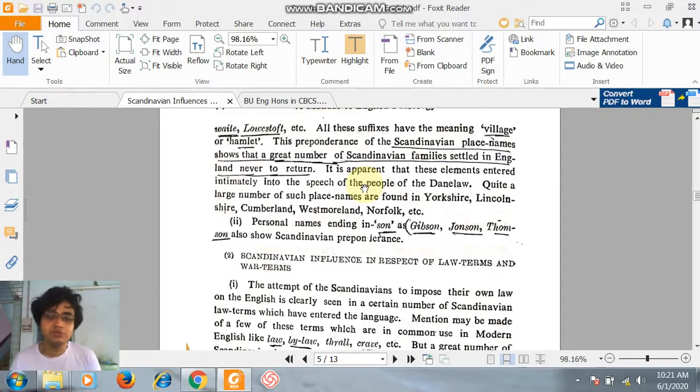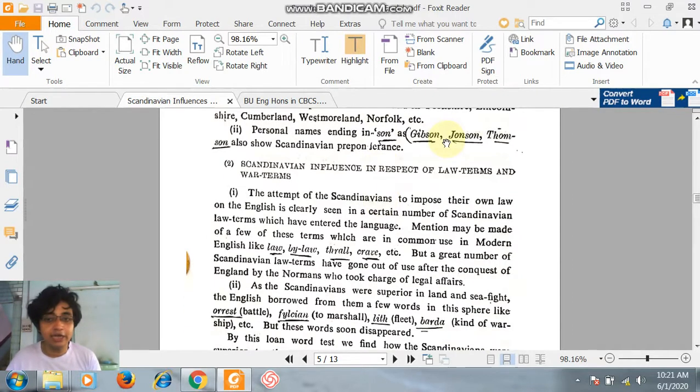This preponderance of the Scandinavian place names shows that a great number of the Scandinavian families settled in England never to return. And quite a large number of place names are found also under the area of the Danelaw, like Yorkshire, Lincolnshire, Cumberland, Westmoreland, Norfolk, etc. Personal names ending with son, like Gibson, Johnson, Ronson, Thompson, they are also Scandinavian in origin. Okay, so এইভাবে আমরা দেখতে পাই যে place names and various proper names were Scandinavian in origin.